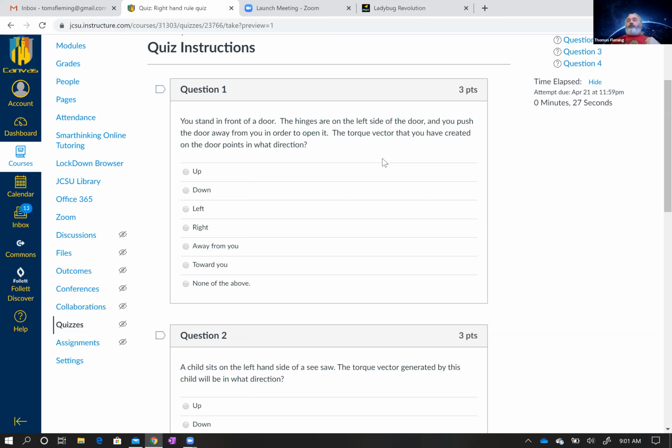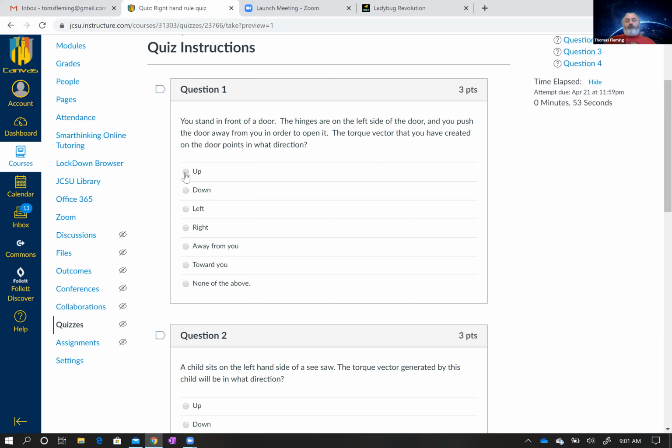And in order to understand the direction of a torque vector, you know that the door is rotating away from you. The way you can find the direction of the torque vector is you take your right hand, and if you just curl your fingers in the direction that the thing is spinning, your thumb is going to be pointing in the direction of the torque vector. So you can see that in this example, the torque vector is going to be pointing straight up.